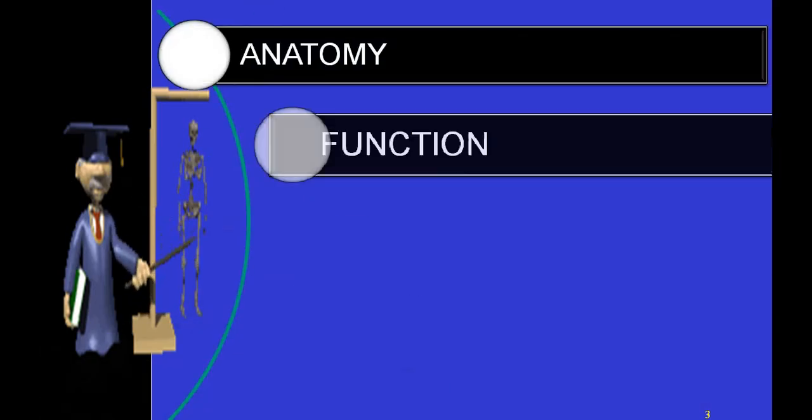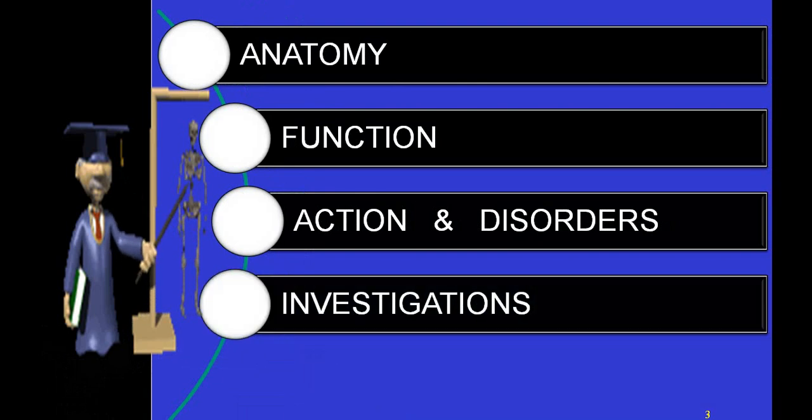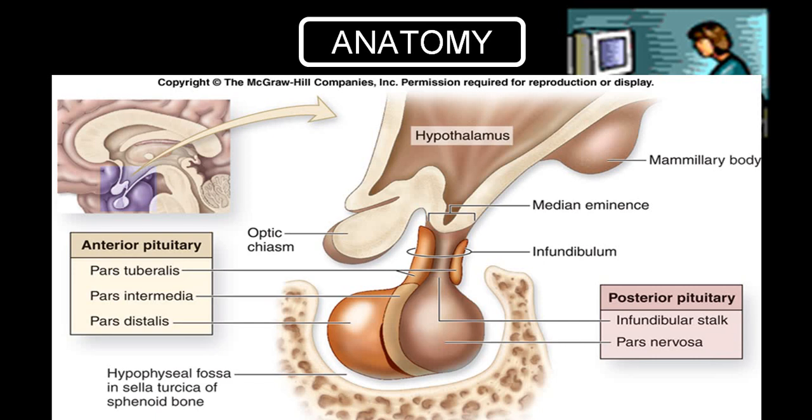So we'll be talking a little bit regarding anatomy, functions, action of different hormones secreted by the anterior pituitary, what the different disorders are, investigations, and in general treatment and complications. Now we have already discussed this part of anatomy in posterior pituitary, but still we are putting it together. This is the sella turcica. This is a part of the sphenoidal bone, also called the pituitary fossa or hypophyseal fossa. This is the anterior portion.